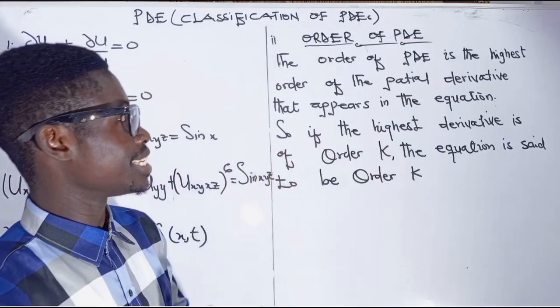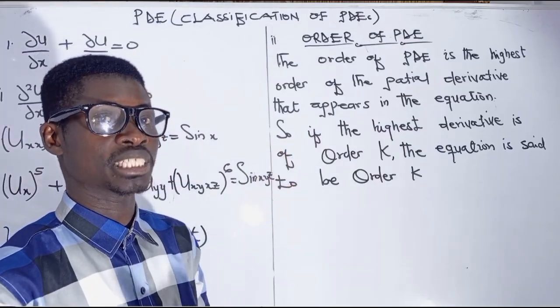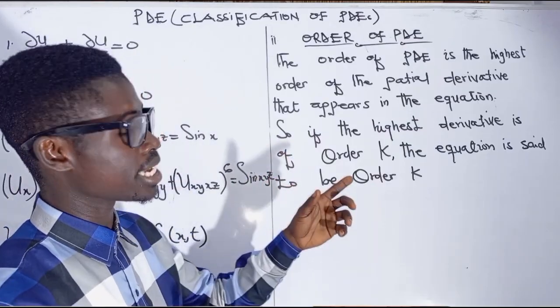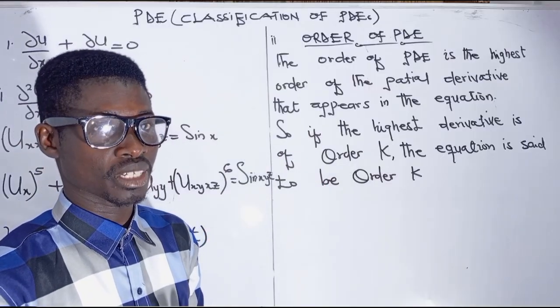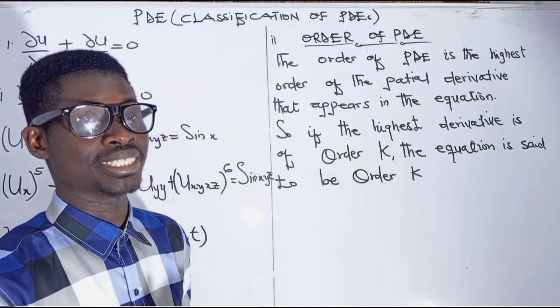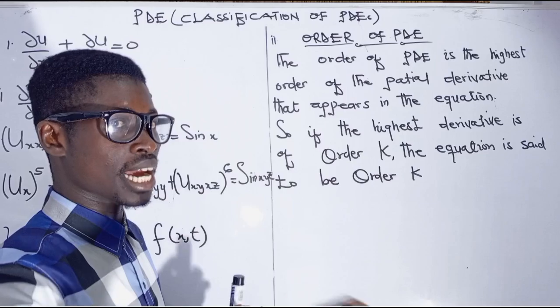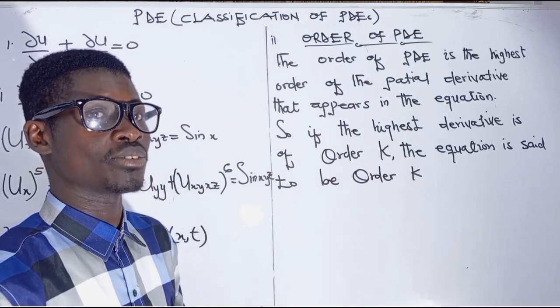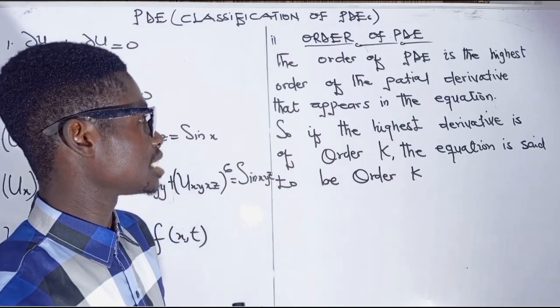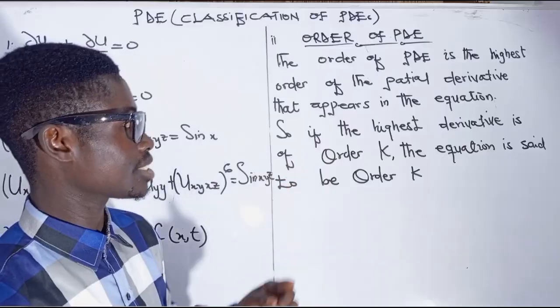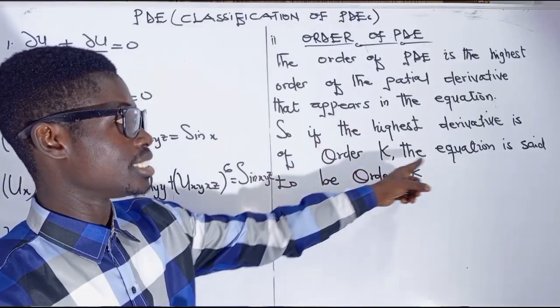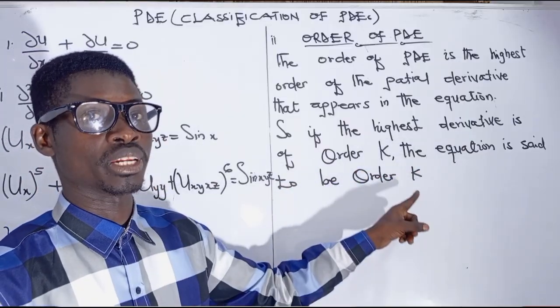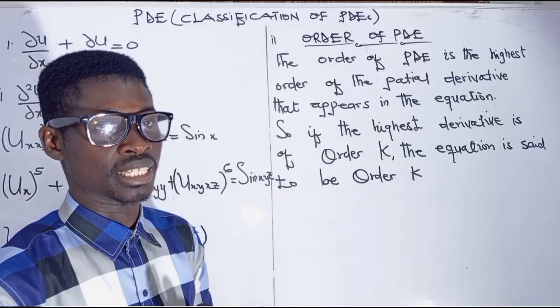The order of a PDE is the highest order of the partial derivative that appears in the equation. So with the order, we are looking at what? The highest derivative within that equation. So let's take it that you have a PDE, and in that equation, the highest order is k. Then the equation is said to be what? Order k. Very, very easy and simple.